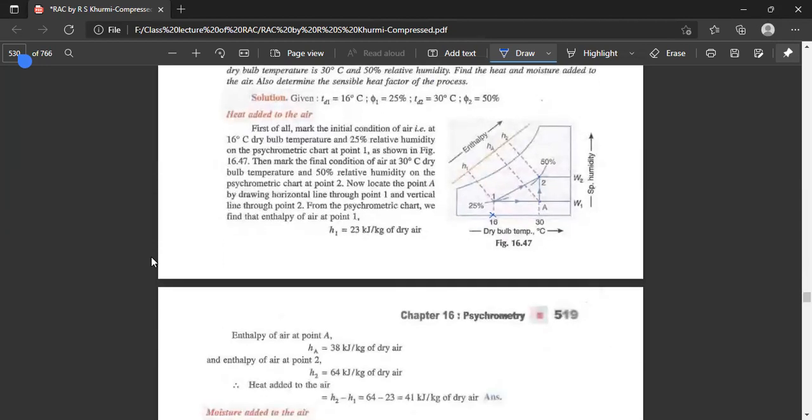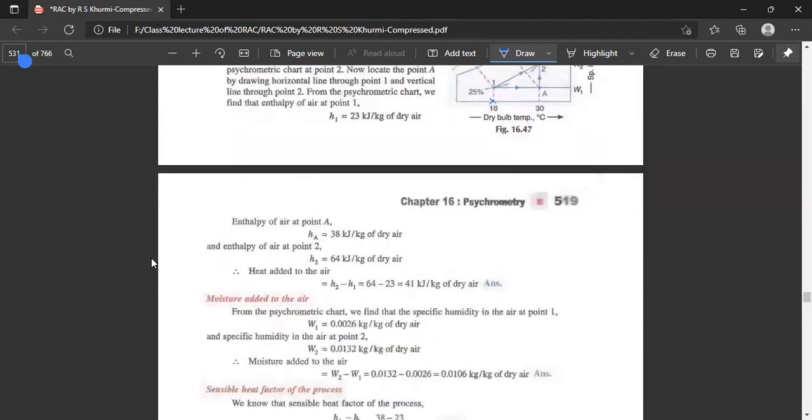HA is 38 kJ per kg, and H2 is 64 kJ per kg. So the heat added to the air is H2 minus H1, 64 minus 23, which is 41 kJ per kg of dry air. Moisture added, from the psychrometric chart: W1 at point 1 is 0.0026 kg per kg dry air, and at point 2 it is 0.0132 kg per kg of dry air. So the moisture added is W2 minus W1, 0.0132 minus 0.0026, which is 0.0106 kg per kg of dry air.